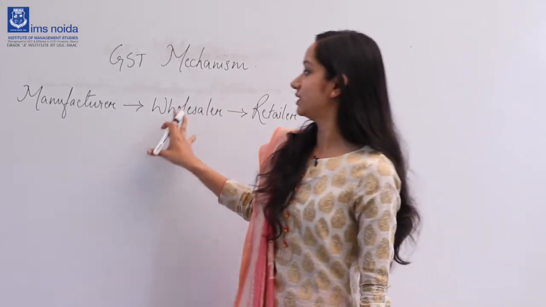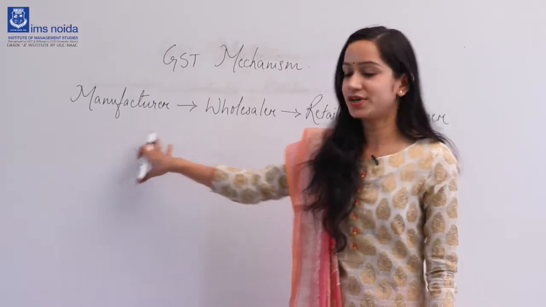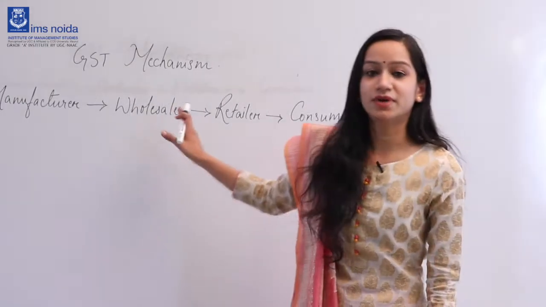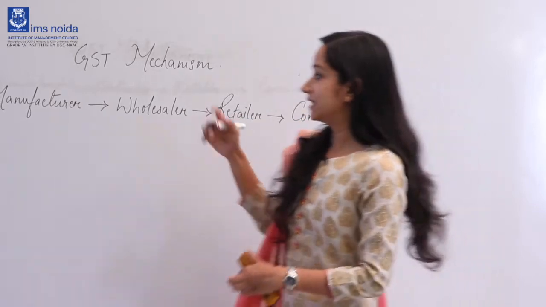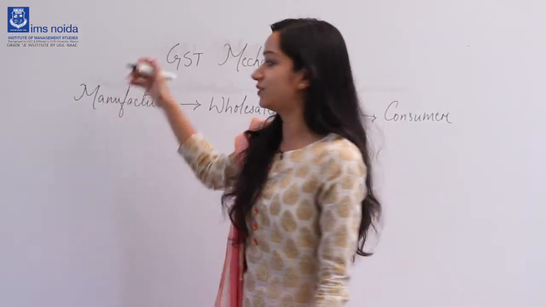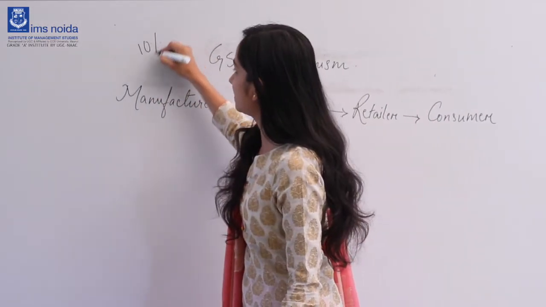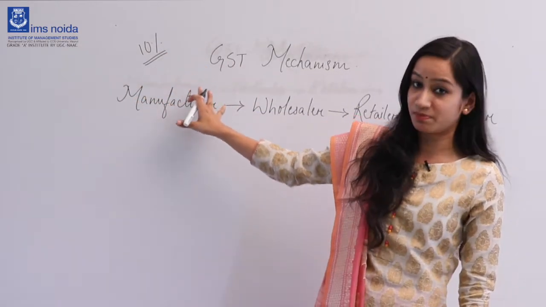Let us come to the parties. There are 4 parties I have written. The first one is the manufacturer, the second is the wholesaler, the third one is the retailer, and the fourth one is the consumer. Suppose the GST rate prevailing in the country is 10%. This is just an assumption which we are making. This is not actually the rate which is being followed.